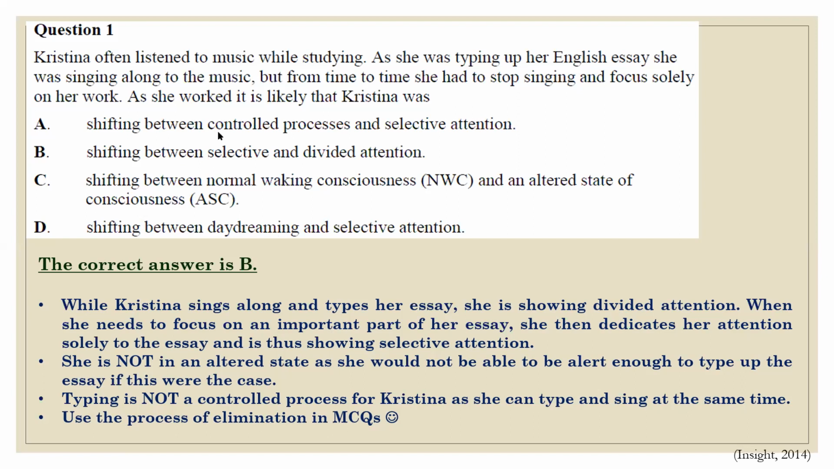It can't be A because typing is not a controlled process for her, because you can see she's obviously multitasking while she does it, so it's pretty easy for her to do. So that's why the correct answer is B there, okay?